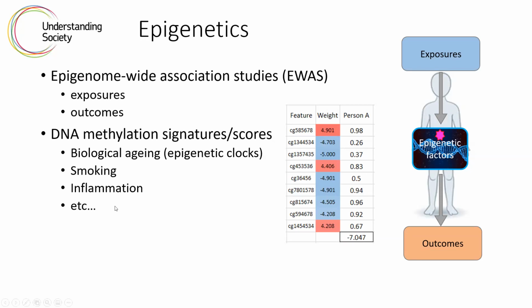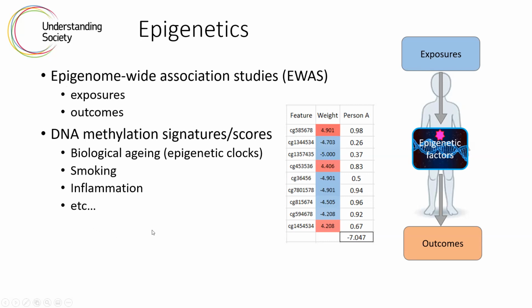Unlike with genetic studies, pretty much all the other omics, you can test for associations with both exposures and with outcomes. Sometimes we call these MWAS, so M for methylation instead of E for epigenetics.